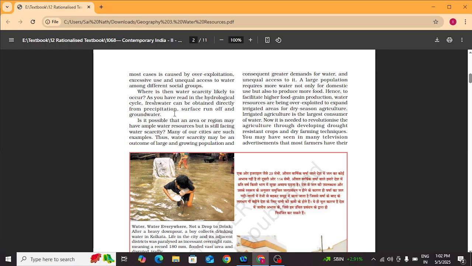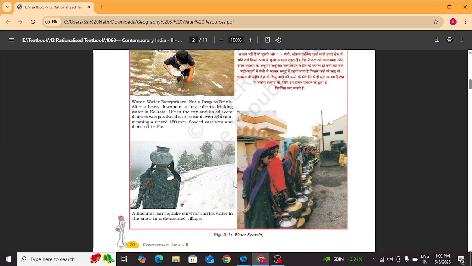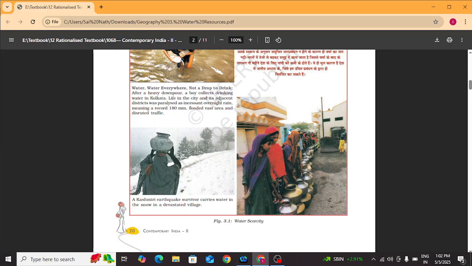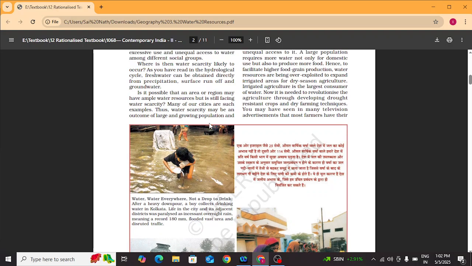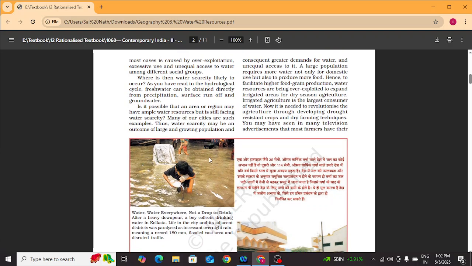Similarly, you can see here what happens when there is water shortage. Poor people living in this hilly area, you can see it as a cold desert, but the woman is going out to find water. Here it is in monsoon season. The water has flooded the streets, but it is not clean water, right? So you can't drink it, so not a drop to drink.